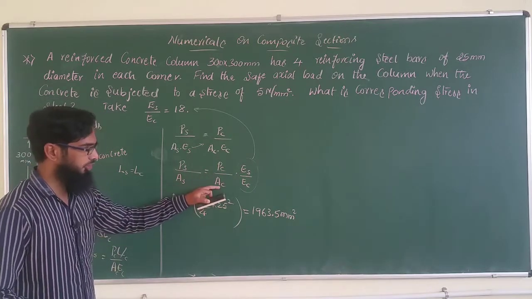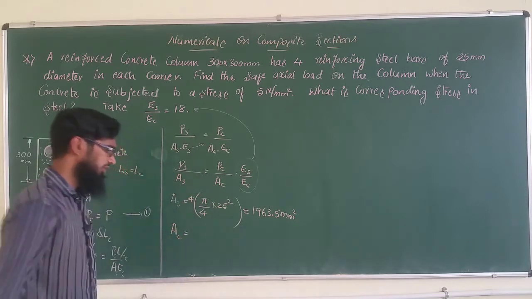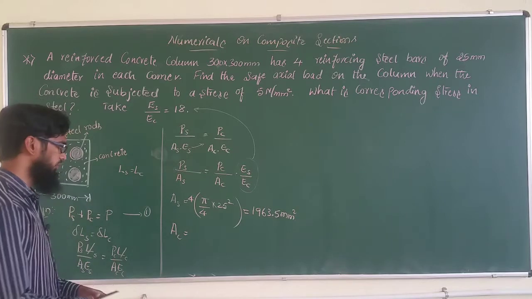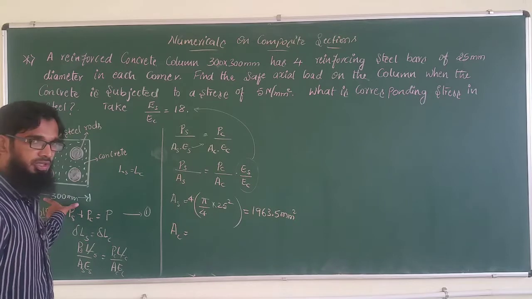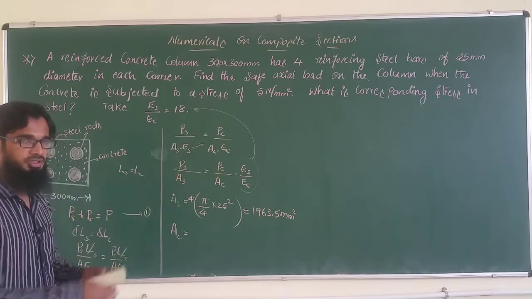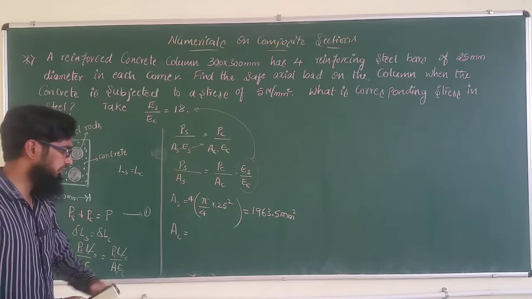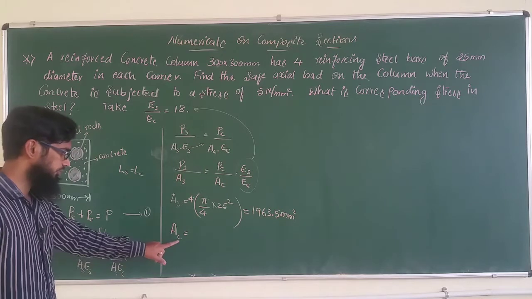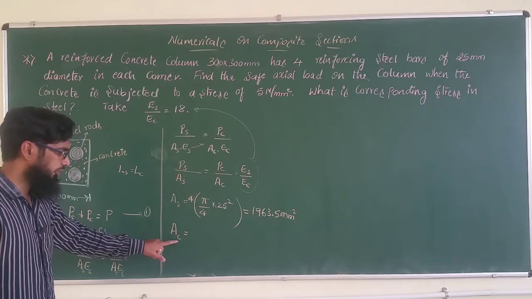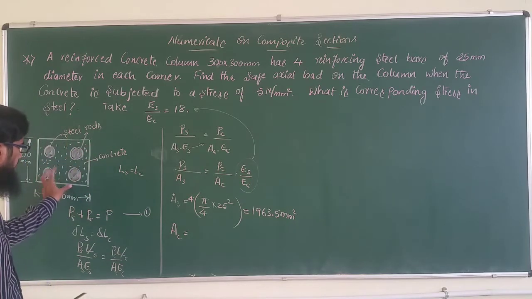Now again I will try to find out what will be the area of the concrete here. Area of concrete means, since it is a square one, that is 300 into 300, I will get the area of this entire member. But I need to find the area of the concrete, means out of this 300 into 300, I need to subtract the area of this steel rod here.